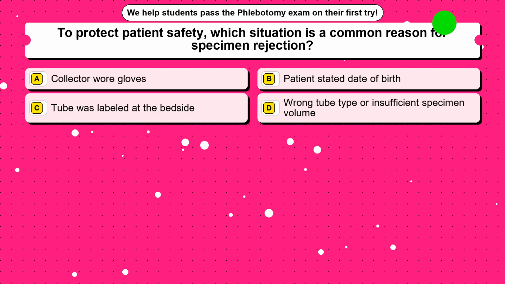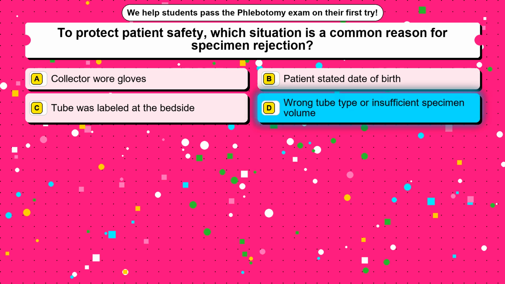Question 64. To protect patient safety, which situation is a common reason for specimen rejection? Option A, collector wore gloves. Option B, patient stated date of birth. Option C, tube was labeled at the bedside. Option D, wrong tube type or insufficient specimen volume.